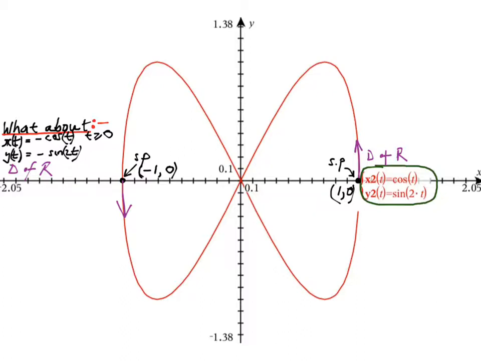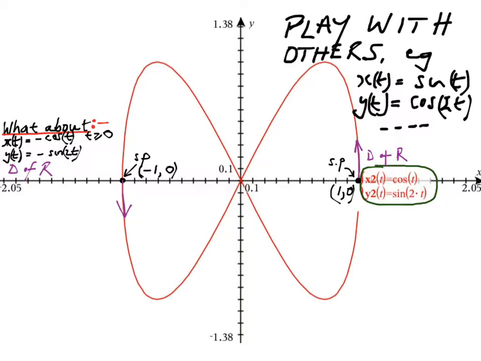Now here comes, play. Play with other things. What about if you reversed them? Made x sine instead of cos and y cos instead of sine. What would that do to the shape? Pause the video and have a look at it and see what you get.